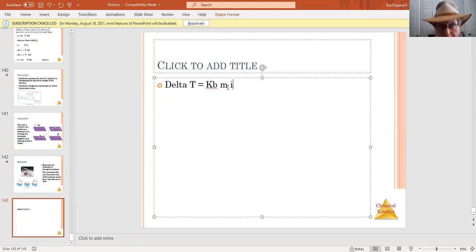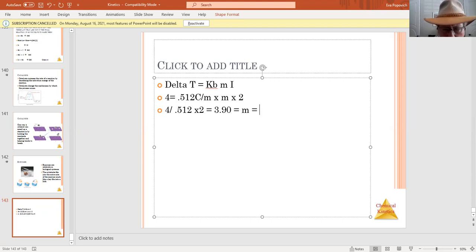Manuel? Yes. So my delta T, my temperature rose 4 degrees. So that's what my delta T is. That's equal to 0.512 degrees Celsius per molal, times my M, times my Van't Hoff factor, which is 2. Okay. 4 divided by 0.512 times 2 is equal to 3.90, which is equal to the molality, which is equal to moles of solute divided by kilograms of solvent.